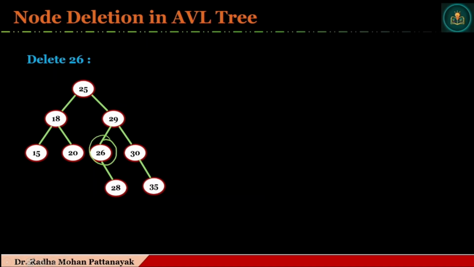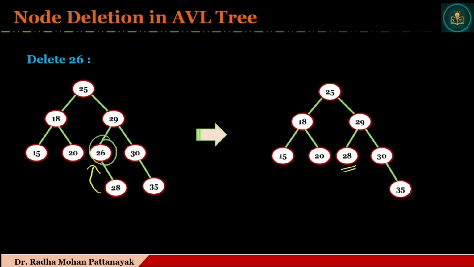26 is a parent node, right? So you know that if you delete a parent node with a single child, then after deletion the child will replace the parent node, right? So see, in the final tree, 28 replaced 26. Okay. Now find the balance factor of each and every node. So after deletion of 26, you can observe here the balance factor of all the nodes is within the range -1 to 1. Hence the tree is a balanced tree.